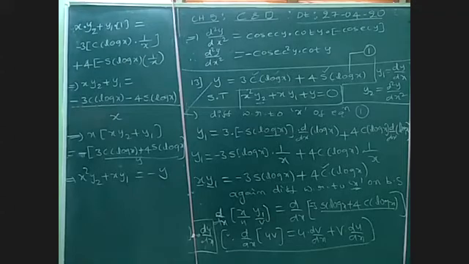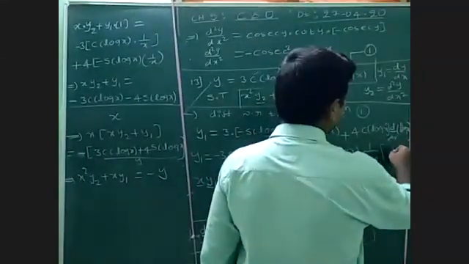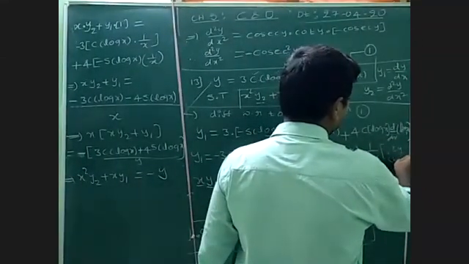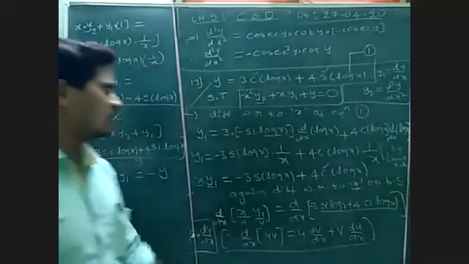Therefore, x square y2 plus xy1 plus y is equal to 0. And remember that here you need to write one word, since by chain rule. Okay, in exam you should write each and every step.